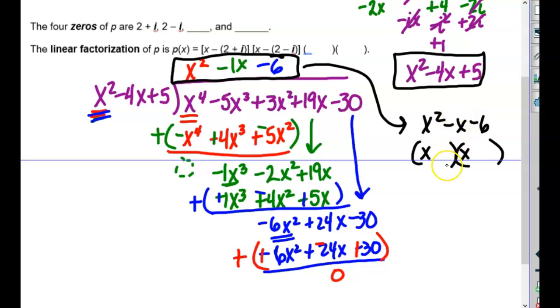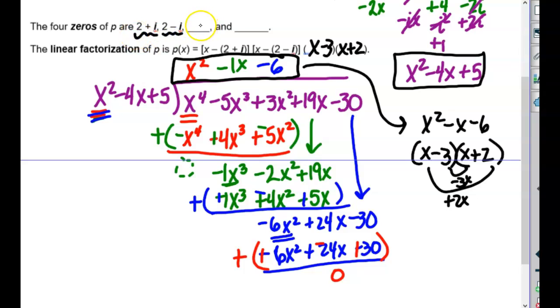That won't give us a 1, though. Does that work? A negative 3x and a positive 2x will give us a negative 1 in the middle? Okay. So right here, the other two factors are x minus 3 and x plus 2, which means the zeros were 2 plus i, 2 minus i. What do we get? 3 and negative 2 would be the last two, guys? Okay.